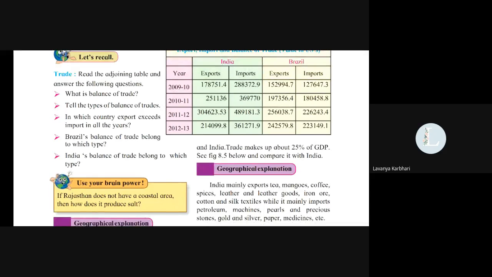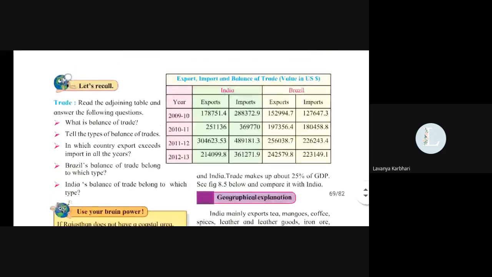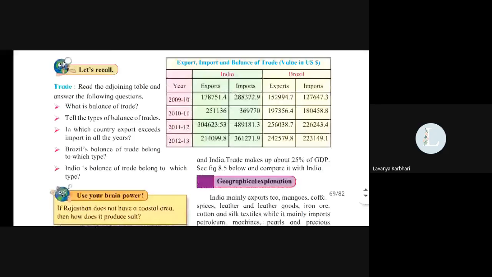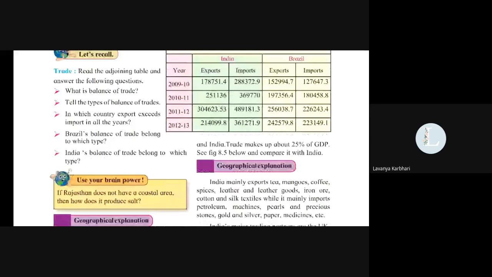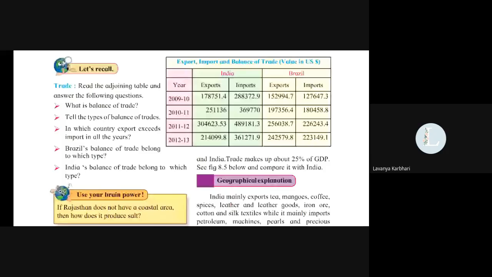टेल द टाइप्स ऑफ बॅलन्स ट्रेड. ओके, तर बॅलन्स ट्रेडचे टाइप्स आपण आता डिस्कस केलं की जेवढा एक्सपोर्ट आहे तेवढाच इम्पोर्ट असं आपण कन्सिडर करूयात. In which country does export exceed import in all years? So it is for Brazil. You can easily see that export is exceeding the imports of Brazil for every year. Brazil's balance of trade belongs to which type? So it is of surplus type.